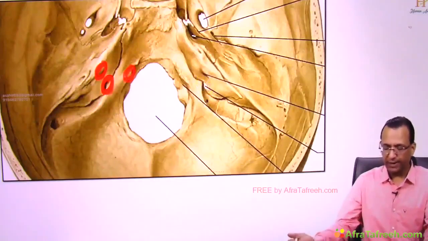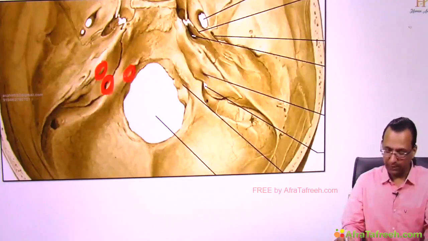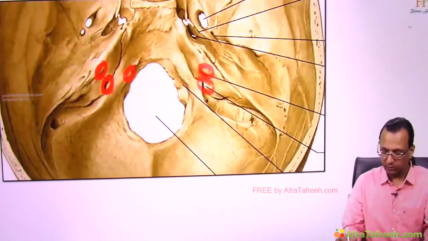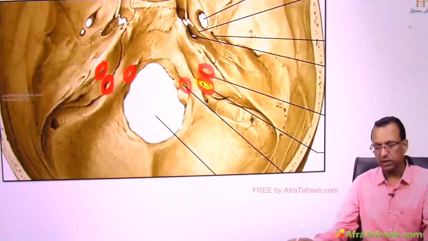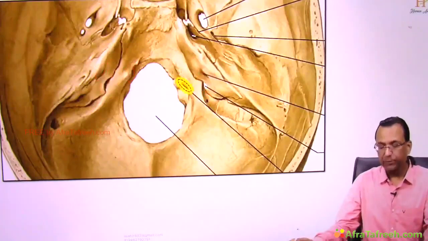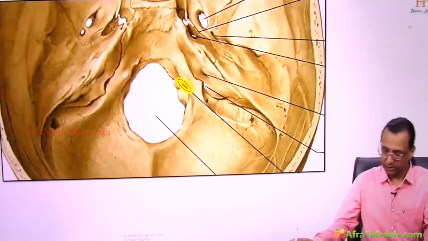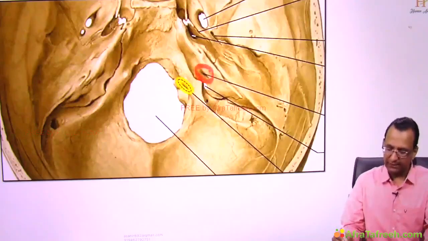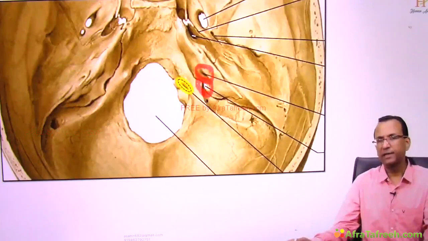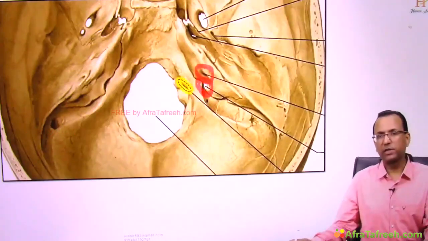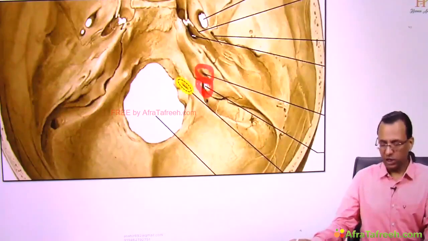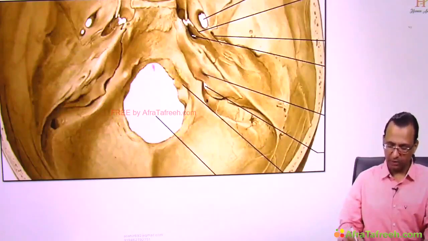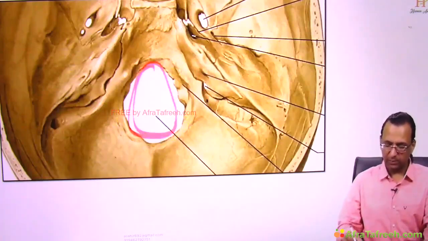See, you have to understand that there is one opening here, there is one opening here, and there is one opening here. What is that third opening then? That is called the hypoglossal canal, for the passage of the hypoglossal nerve. That is the jugular foramen. And this is the hypoglossal canal, for the passage of the hypoglossal nerve, the 12th nerve. Then what is this large opening? That large opening is the foramen magnum in the occipital bone.